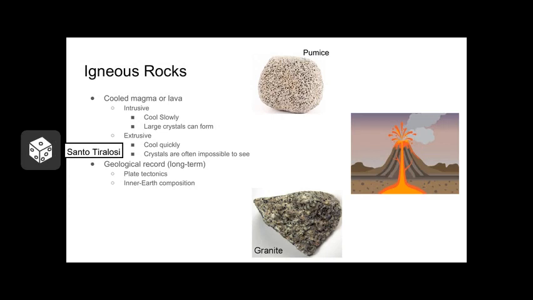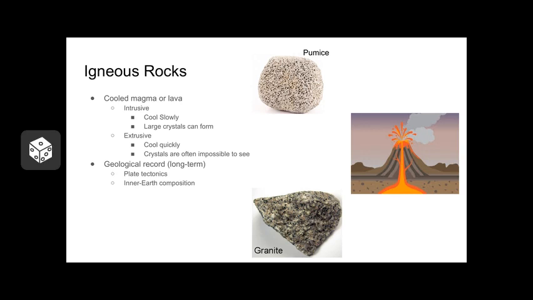The next type of rocks are igneous rocks. These are formed by cooled and crystallized magmas or lavas. The difference being, as some of you may know, magma is what it's called before it leaves the earth, and lava is after it leaves the earth. Similarly, intrusive rocks are formed inside the earth from magma. They cool or crystallize more slowly, and so larger crystals have the opportunity to form.